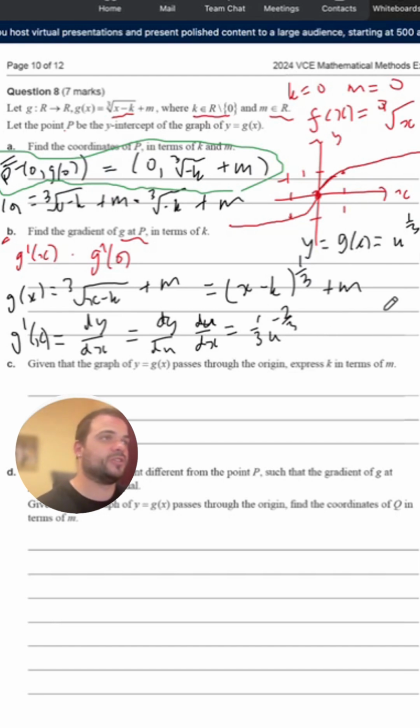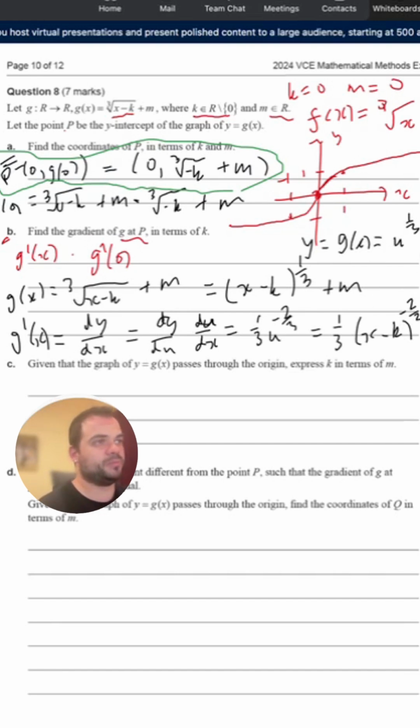Again, k is just a constant, so we just differentiate the x. So this is 1/3 u, which is x minus k, to the power of negative 2/3. And that is the derivative of g of x. Now we want this at p. As we said before, p has x coordinate of 0, so we want g dashed of 0.